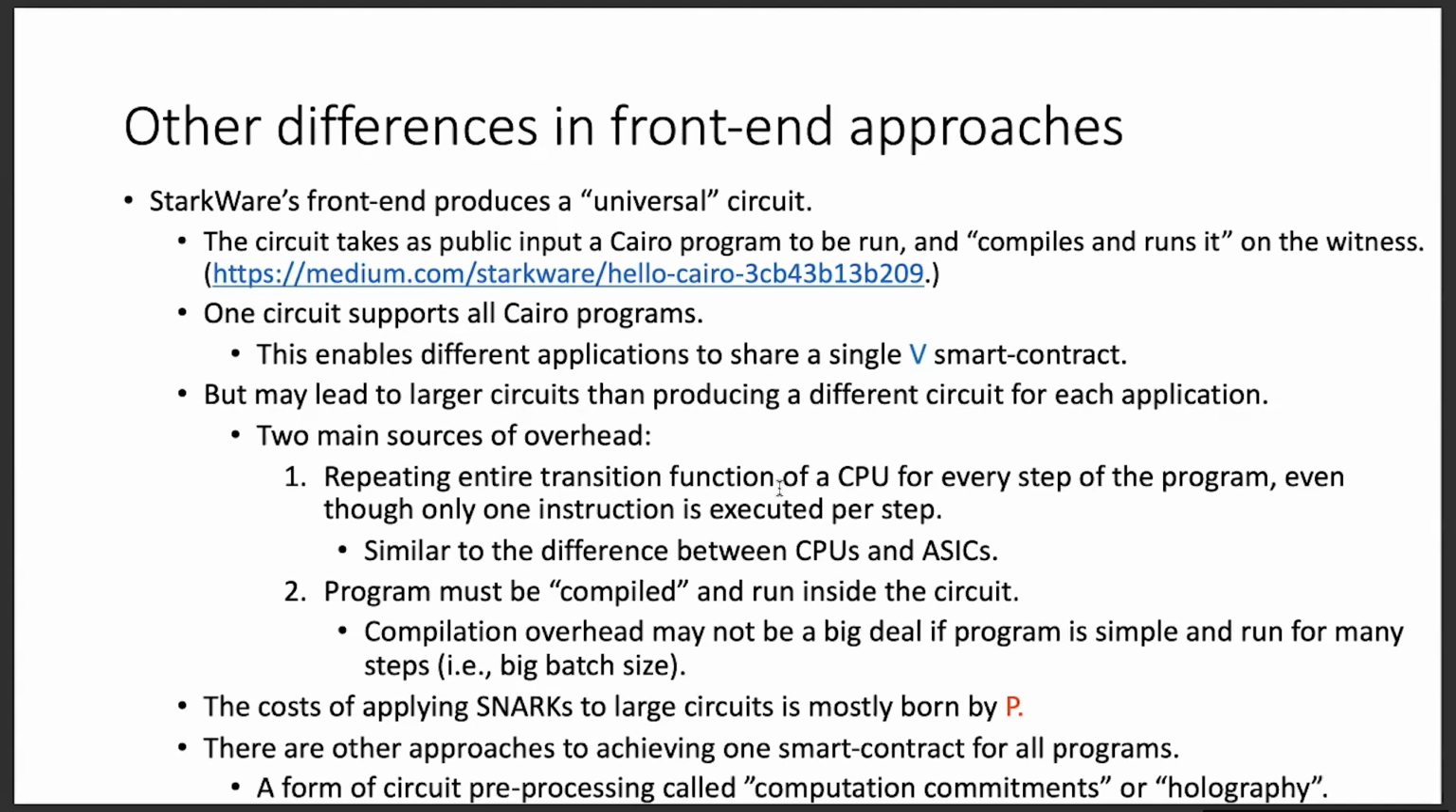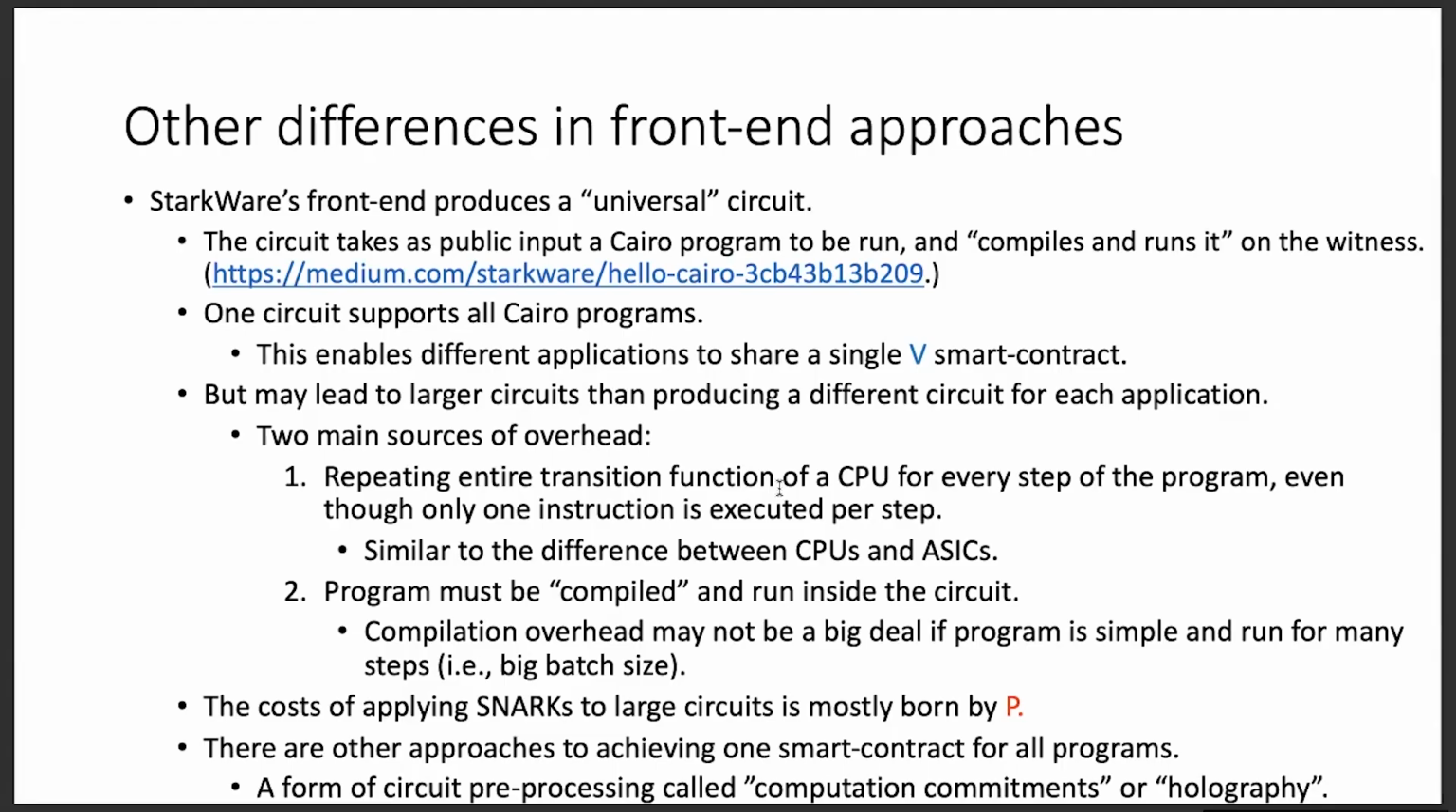And there are other ways to achieve one smart contract for all programs. The ASIC approach is still consistent with not having a different smart contract to verify every different smart contract or program people want to write. It's just that there are various ways to pre-process the circuit so that the verifier just has to deal with what comes out of the pre-processing. So the pre-processing might be fairly expensive, but it doesn't have to happen on-chain, essentially.